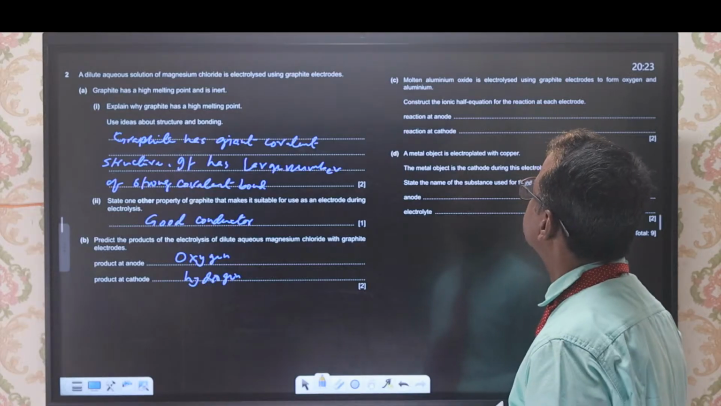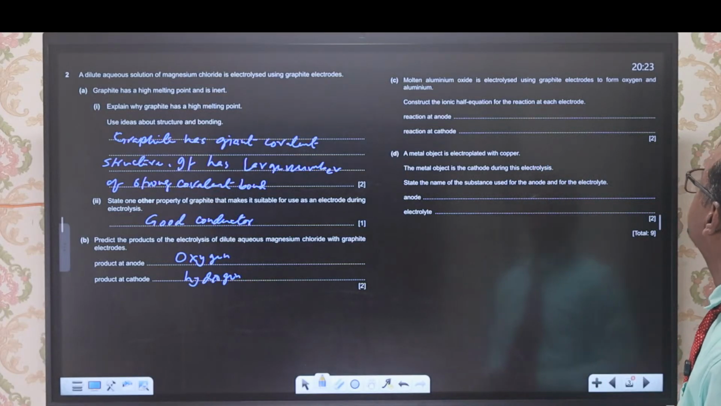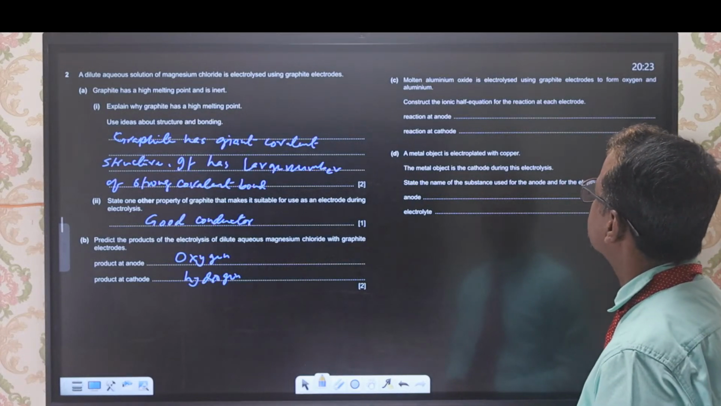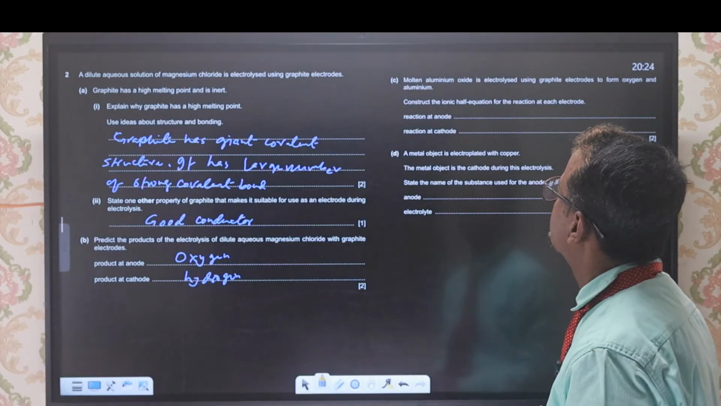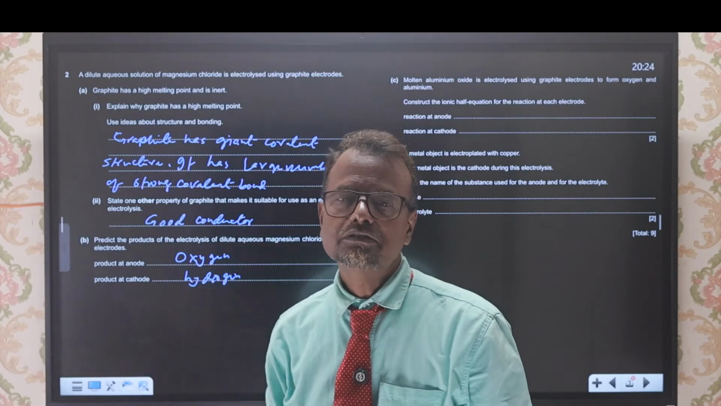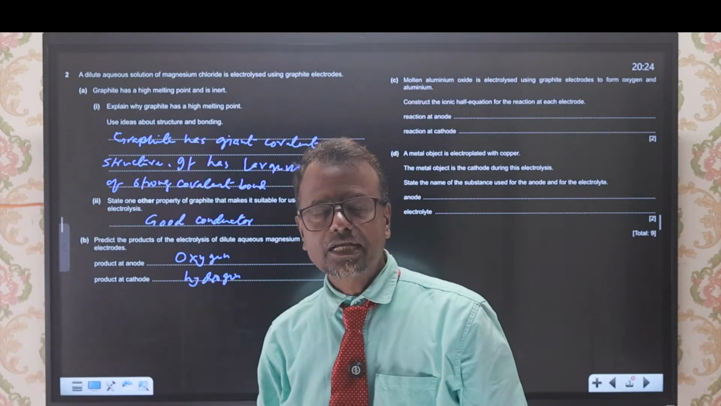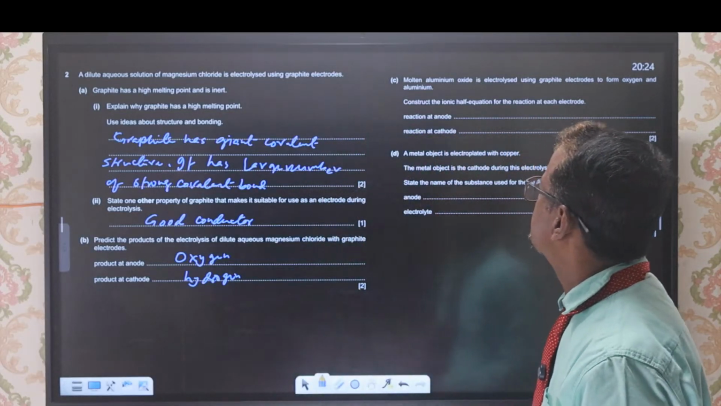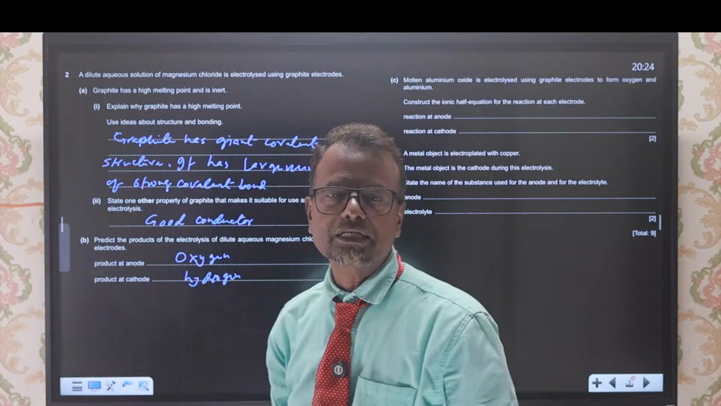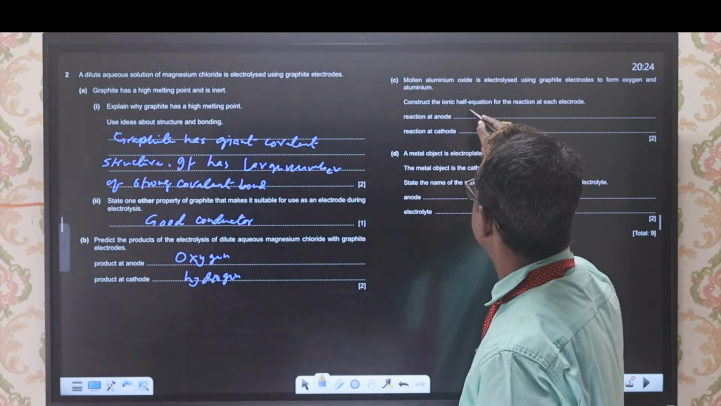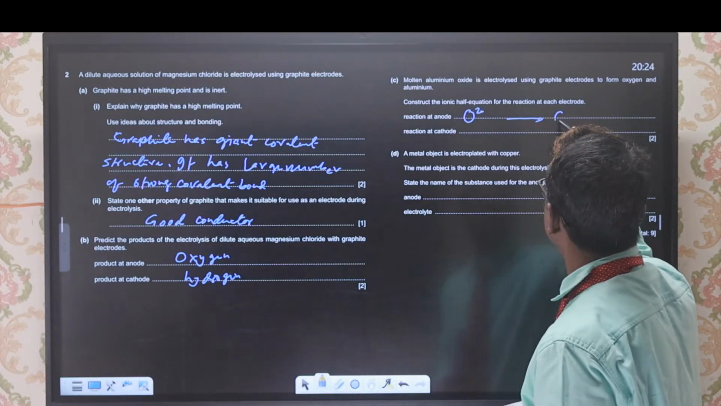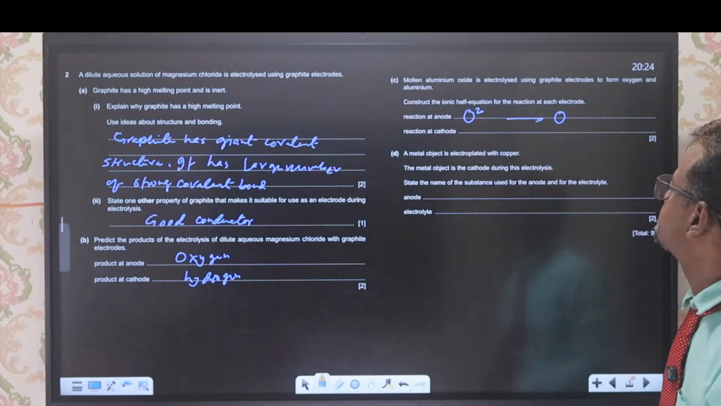Next, molten aluminum oxide is electrolyzed using graphite electrode to form oxygen and aluminum. Construct the ionic equation for the reaction at each electrode. So if molten aluminum oxide is electrolyzed, at the anode we get oxygen, and at the cathode we get aluminium. So in the half equation, aluminum oxide in molten state forms oxide ions, O2 minus, which go to oxygen, O2. Now you have to balance this.